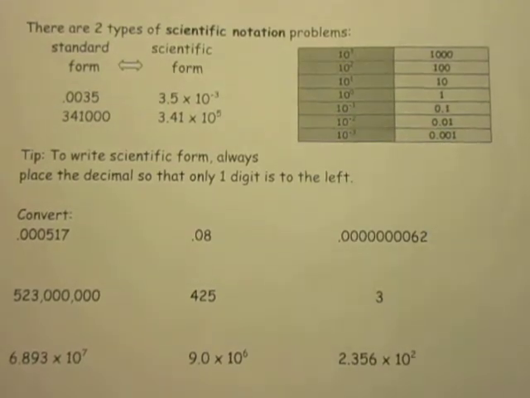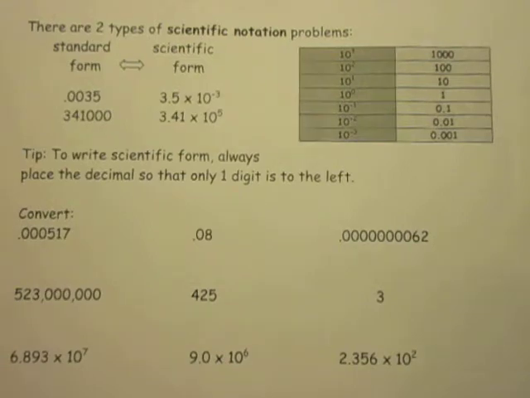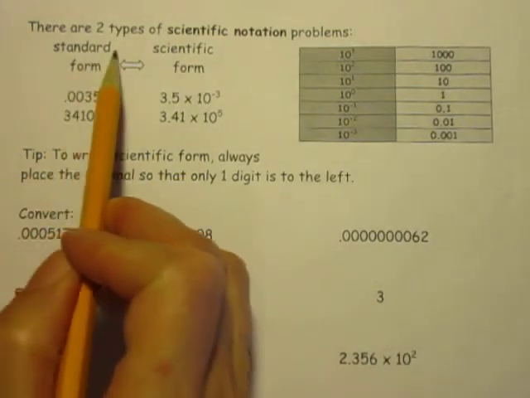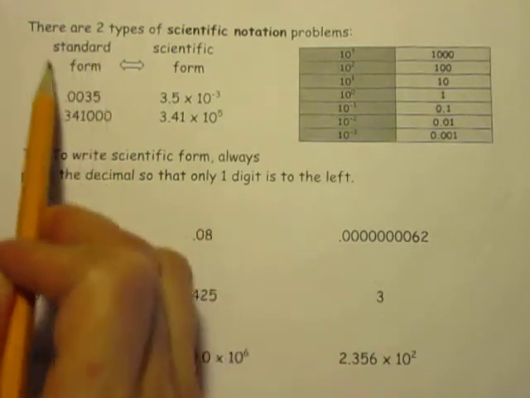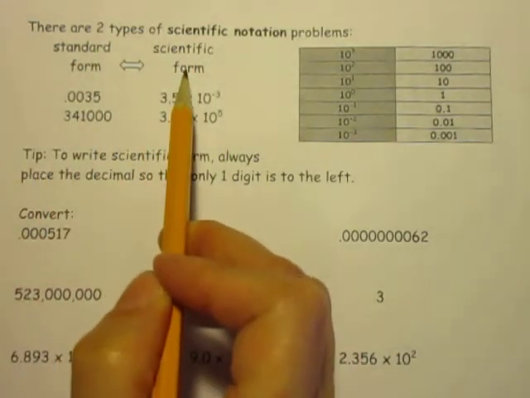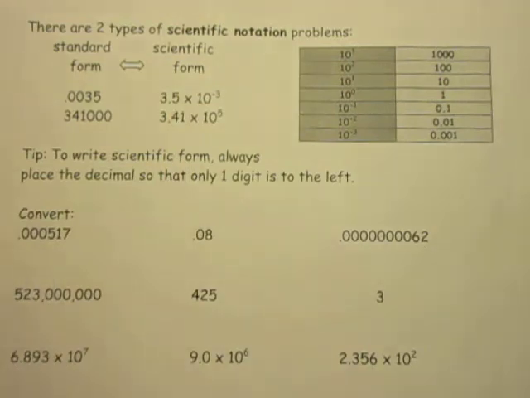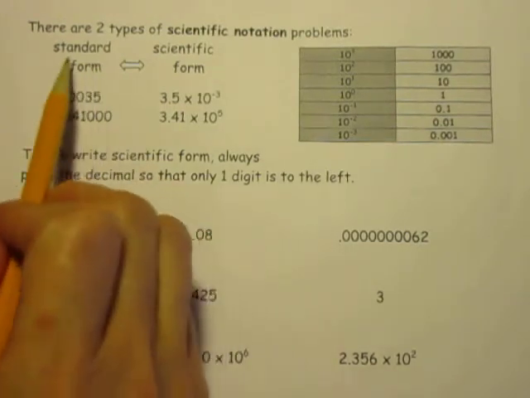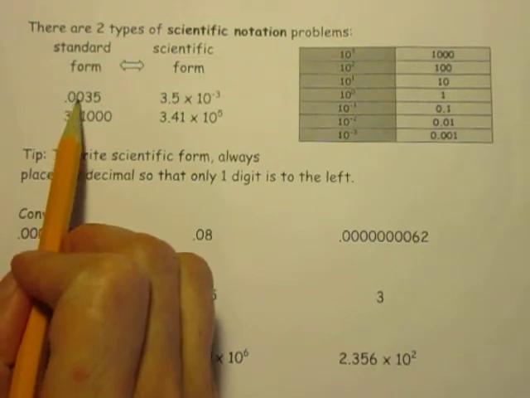Okay, in this lesson we're going to be doing scientific notation problems, and scientific notation makes use of those exponent rules with base 10. What you need to be able to do is convert between standard form to scientific form and back and forth, and then we're going to be able to work with multiplying and dividing numbers that are in scientific form. So we need to get used to the notation here.